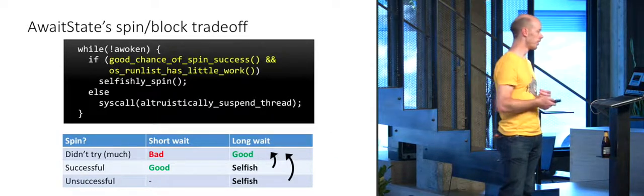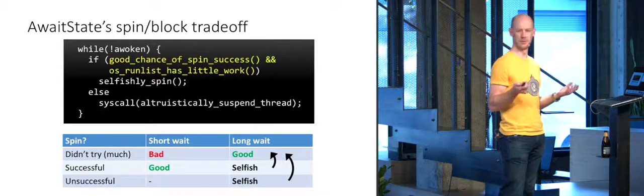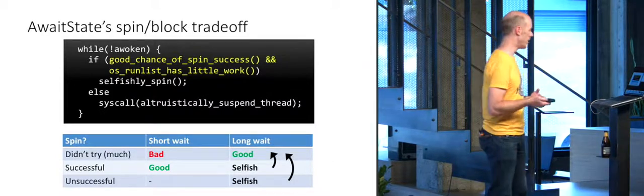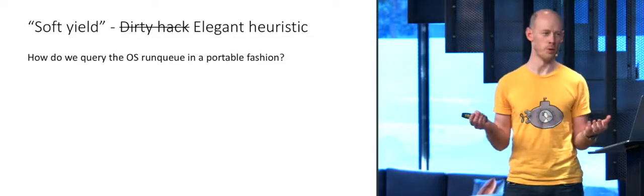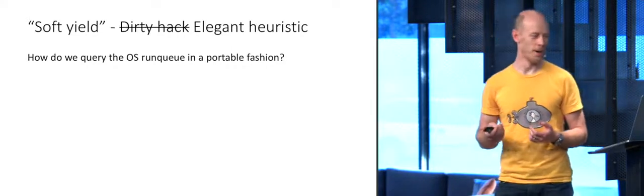And then we have this other little question mark, which is, okay, is the OS run list pretty short? So how do you do that? What system call do you call in order to find out that the OS's run queue is short? And how do you do that in a portable fashion? Because RocksDB runs in lots of places.